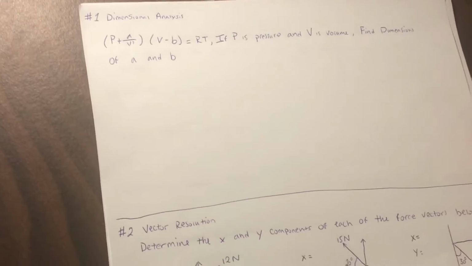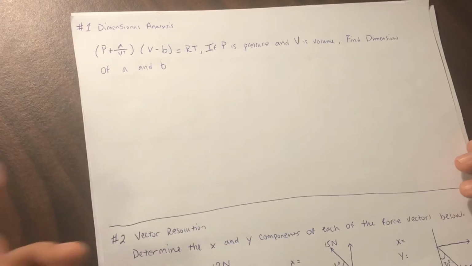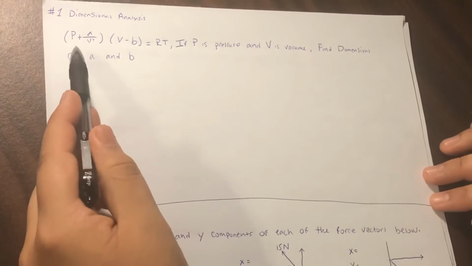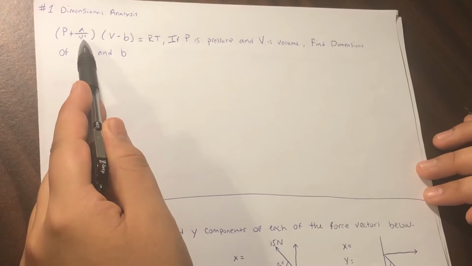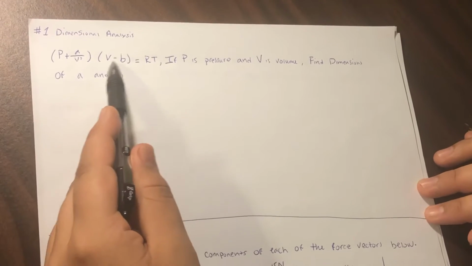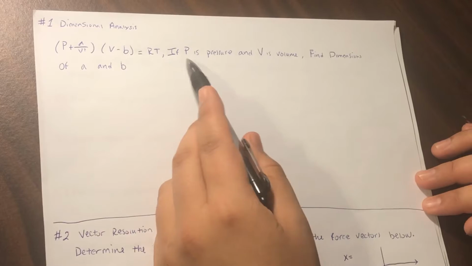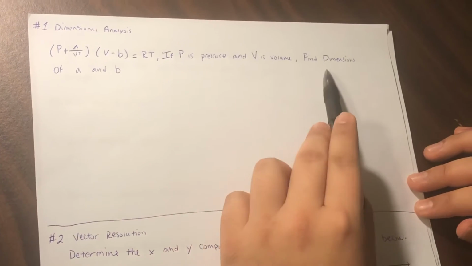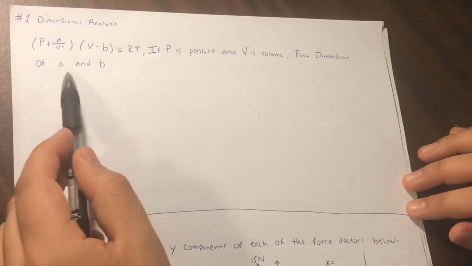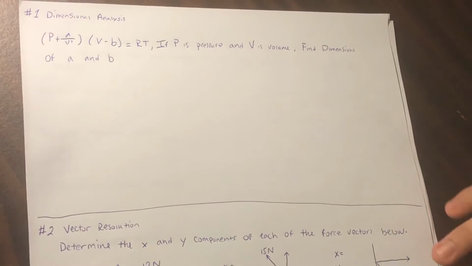What we're going to be looking at are the 10 questions of the take-home exam. And here's the first question. If P plus A over V squared times V minus B equals RT, where P is pressure and V is volume, find the dimension of A and B. So this is a dimensional analysis question.